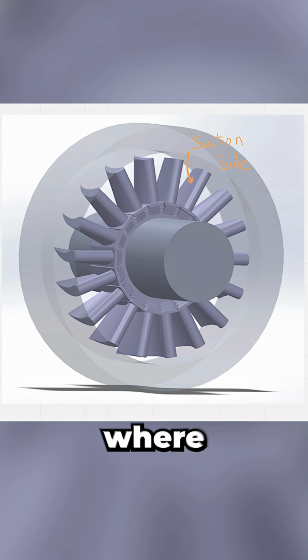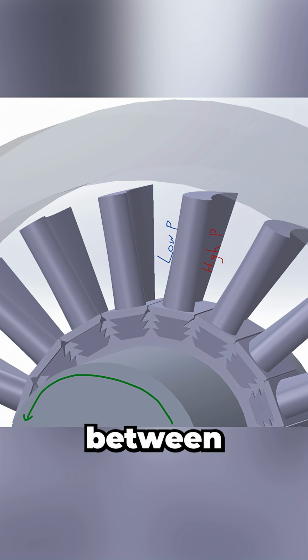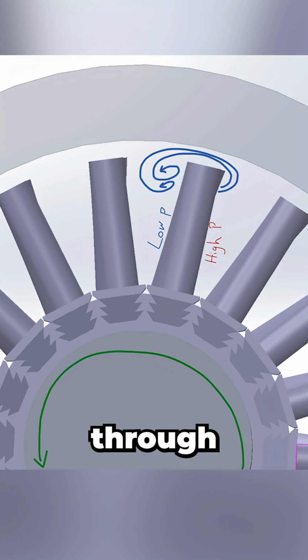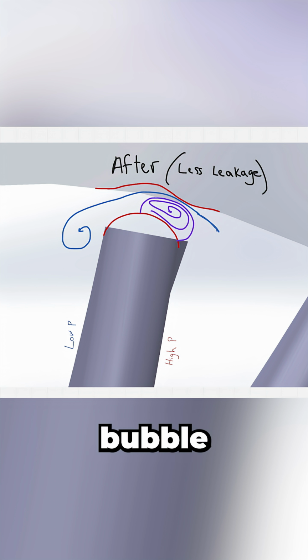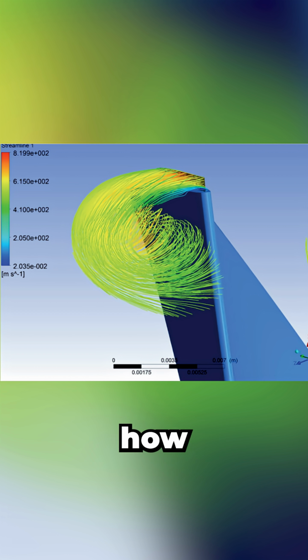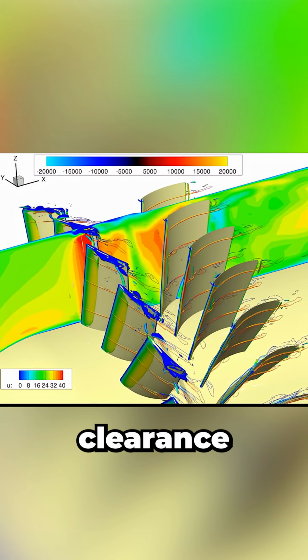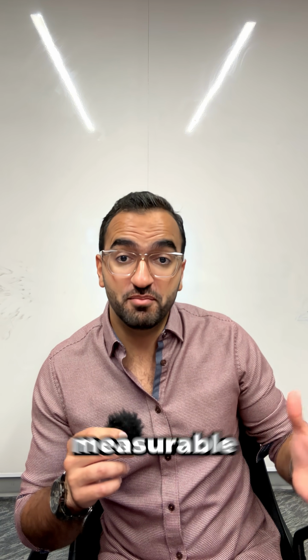To understand how it works, remember that each blade has a pressure side where high pressure builds up and a suction side where the flow accelerates. The pressure difference between the two sides is what drives leakage through the tip gap. By changing the local curvature, we created a larger separation bubble on the pressure side at the tip. This bubble acted like a blockage, reducing how much flow leaked over the suction side, with leakage mass flow reduced by 2.4%. So even without shrinking the clearance, reshaping the tip region made a measurable difference.